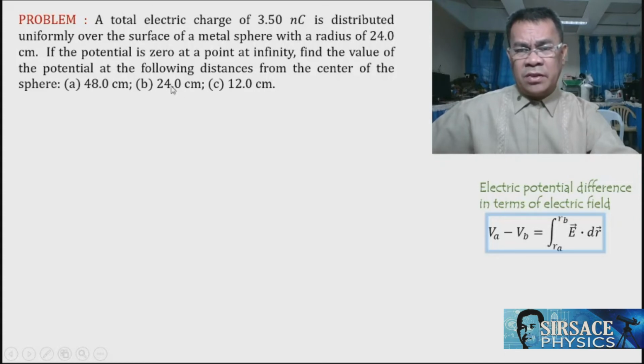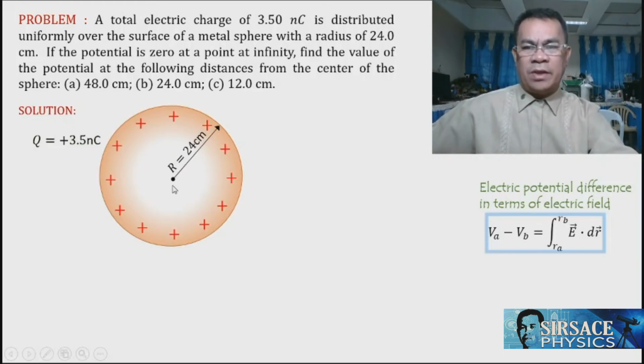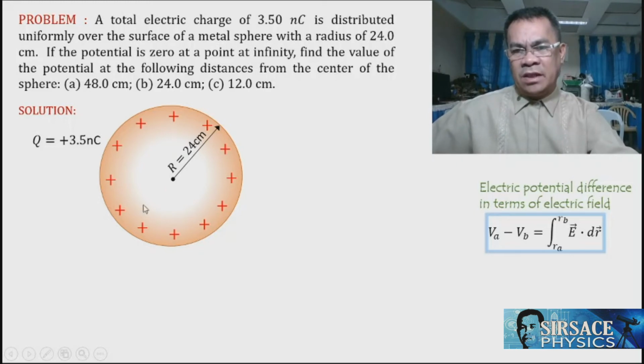So therefore, in letter B, you're asked to find how much is the electric potential at the surface. Then the 48 is outside the sphere. So this is outside, this is at the surface, and the 12 is inside. So what will be the electric potential for problems A, B, and C? To answer, you have to construct the picture of the charge. This is our charge, a large object, with a charge of 3.5 nanocoulomb outside.